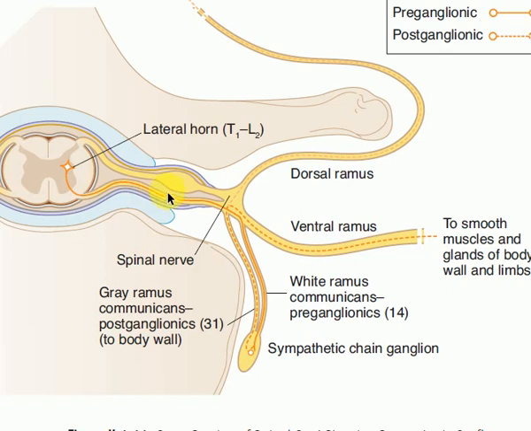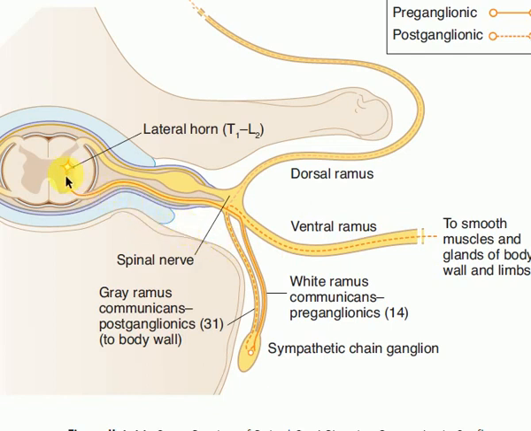This is the spinal nerve, with its ventral root. This is the dorsal root of the spinal nerve. This is the dorsal root ganglion, and this is the ventral root of the spinal nerve. The two roots join together and form the complete spinal nerve. This is the ventral ramus, and this is the dorsal ramus. This goes back towards the back of the body wall, and this comes to the anterior part of the body wall.